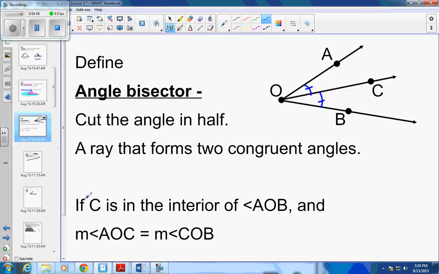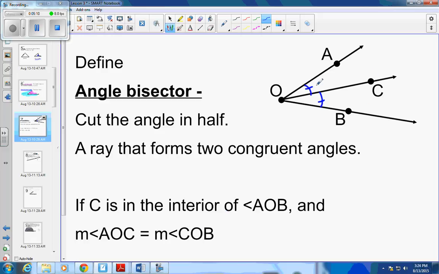Another way to say this is if C, this point right here, is in the interior of angle AOB, so C is on the inside of angle AOB, then the measure of angle AOC has to be the same as the measure of angle COB.